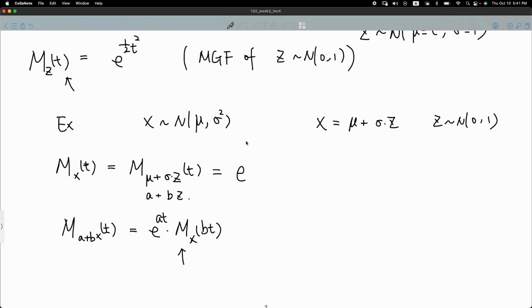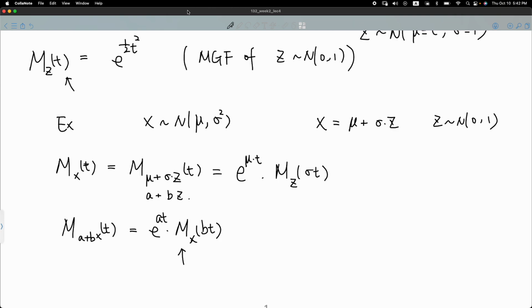So we will have e raised to the power of at, and that means we have e raised to the power of mu multiplied by t. And then multiplied by the moment generating function with respect to the random variable z, and then for t equal to b multiplied by t. That's that. Let me also use the sigma for b. Does that make sense?